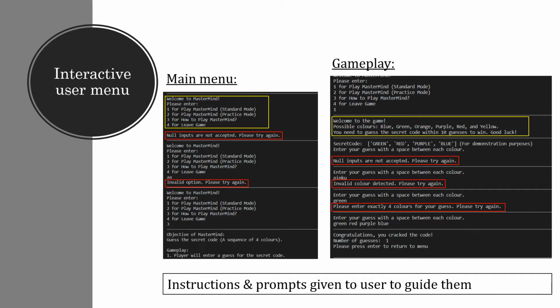Now, I will be talking about interactive user menu. I have given text-based prompts throughout the game in this command line interface. These are some of the examples of interactions with the user in the game. Simple instructions are given in the main menu to guide the user. Reminders and basic instructions are also given at the start of each game. Besides that, specific prompts based on the errors are also given to the user to help them solve their problem.